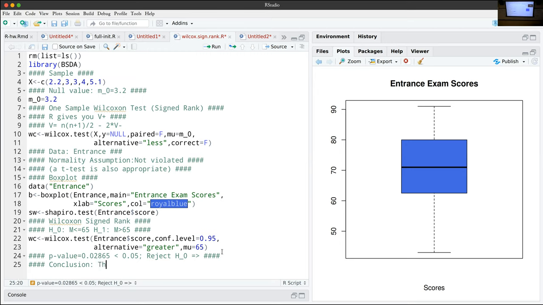So, conclusion, there is evidence to support that the median score is greater than what value? 65. Okay.